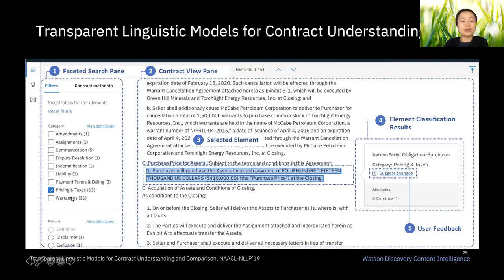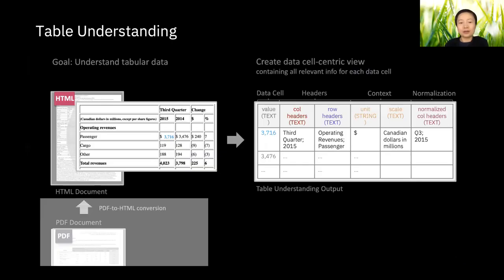legal knowledge. Like for example, here, the user wants to say, I want to find from the contract all the elements that are talking about pricing and tax. So let's say for this one, it has been identified as pricing and tax. In some cases, we may make mistakes. Then the user can also suggest changes. So at a high level, this is what we do with the semantic understanding.